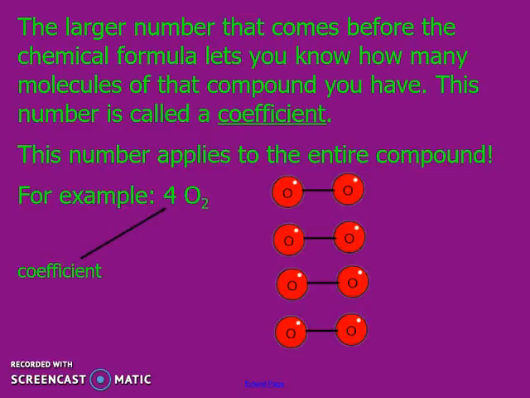Now, another part of the chemical formula is a larger number that comes before that chemical formula. So, for example, we have 4O2. This 4 right here is called a coefficient. That's going to tell you how many molecules of that compound you have. And this number applies to the entire compound. So, for example, this is O2. We have two oxygen bonded together, and we have 4 different molecules of that substance. So that's what that number tells you.